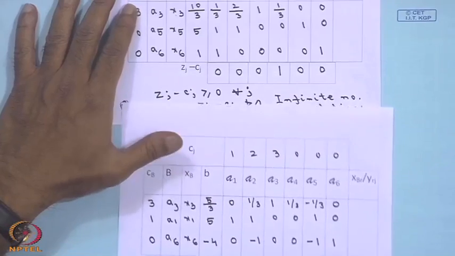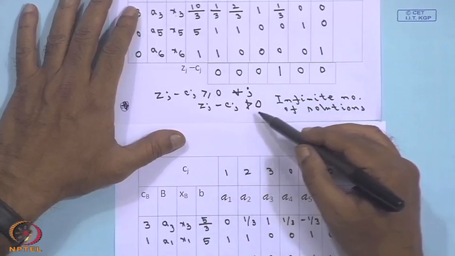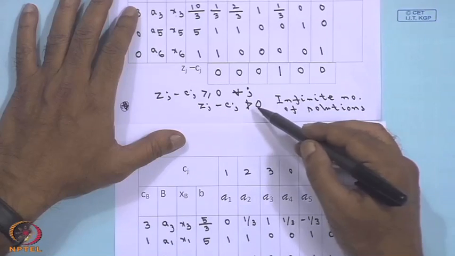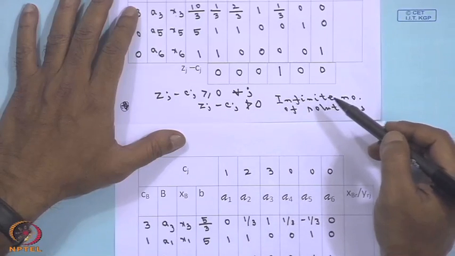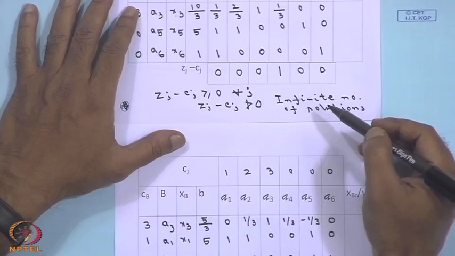So, we obtained one optimum solution from this, but since Zj minus Cj is not greater than 0 for the non-basic variables A1 and A2, therefore we will obtain an infinite number of solutions.